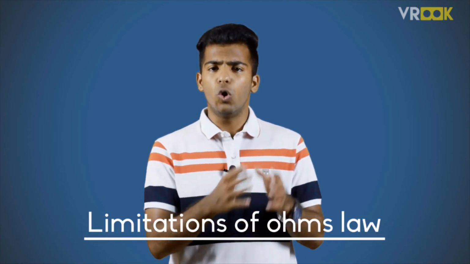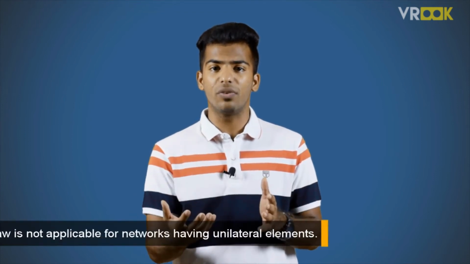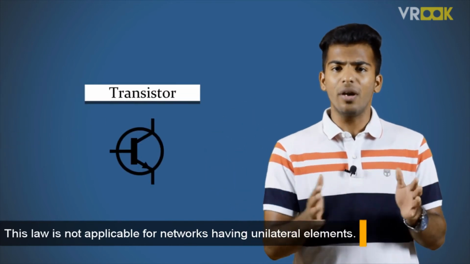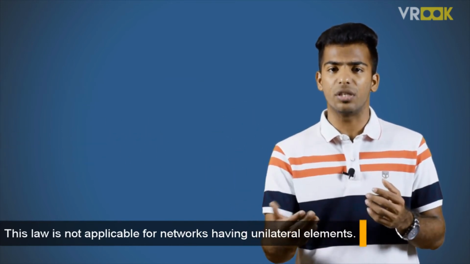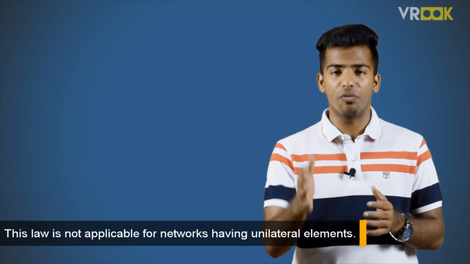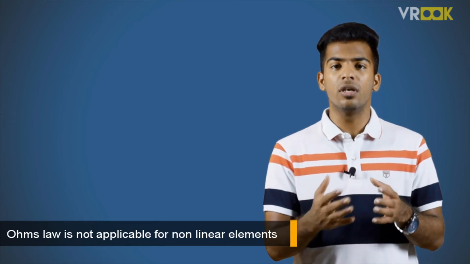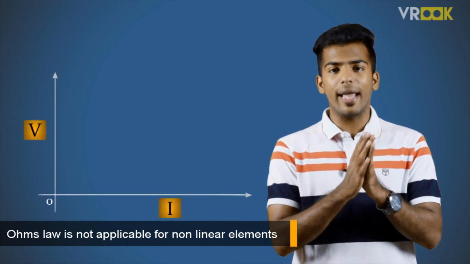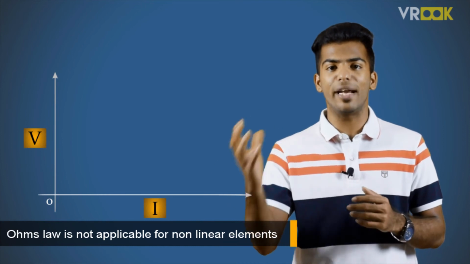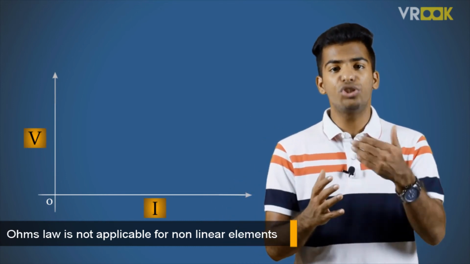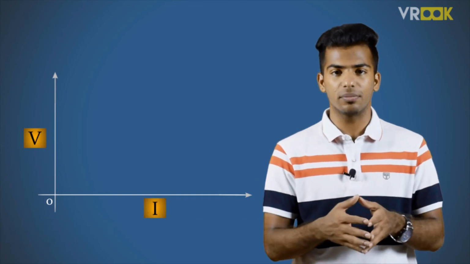At first, Ohm's law cannot be applied for elements in unilateral networks such as diodes and transistors. They do not have the same voltage-current relation for both the directions of current. Secondly, Ohm's law is not applicable for non-linear elements where the current is not exactly proportional to the applied voltage. This means the resistance of these elements change for different voltages.